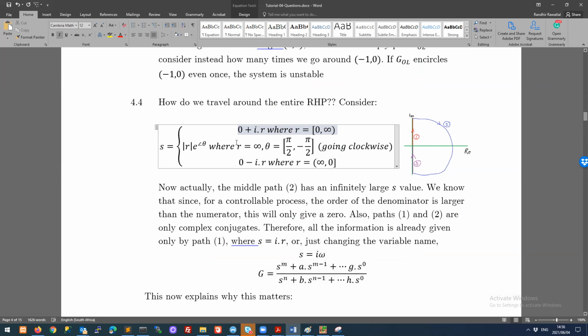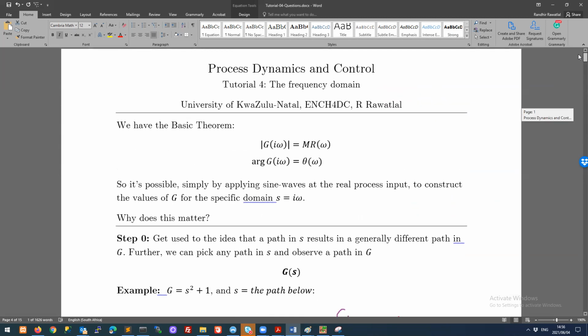And we've said here S equals 0 plus I R, where R goes to infinity. We can just change, instead of using R, we can call it omega. And now you see S equals I omega. And that brings us all the way back to our first statement here, that G of I omega is equal to the magnitude ratio, and the argument of G of I omega is the phase angle. And we know that we can get these two functions.